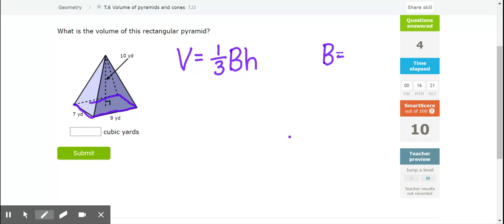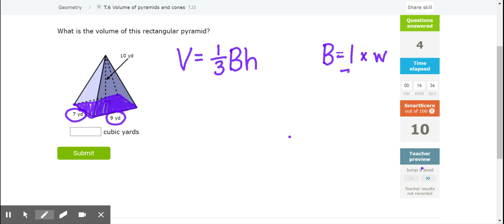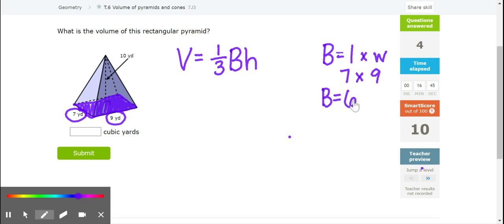Here's my base, which it looks like it's a rectangle. The formula for area of a rectangle is length times width. Okay, my length is 7, my width is 9, so I'm going to do 7 times 9. So that means that my area of my base, or my capital B, is going to be 63, because 7 times 9 is 63. So now I'm ready to plug it back into my big formula.